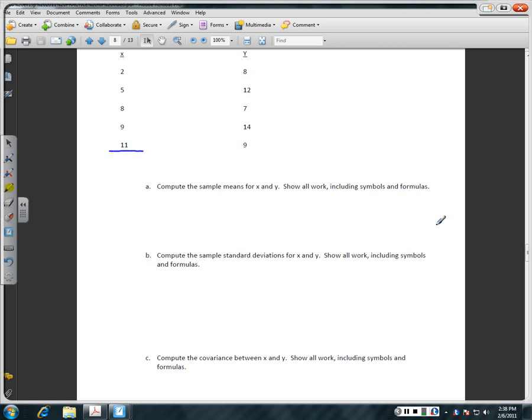Okay, so anyway, adding these up, we've got 35, and adding the y's up, we've got 50. And so the mean for the x's is just the sum of the x sub i's, the sum of the individual observations of x divided by n, is 35 divided by 5 is equal to 7. And y bar is just the sum of the y sub i's, the values of y we observed, divided by n. 50 divided by 5 is 10.